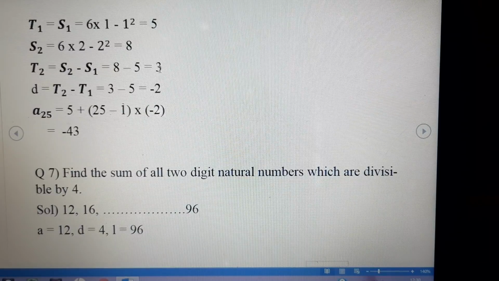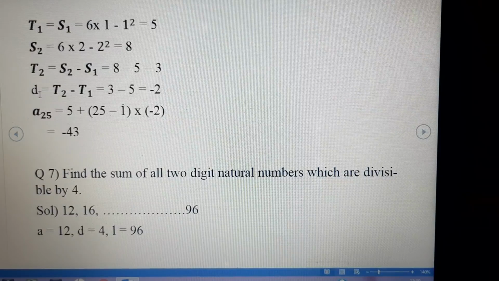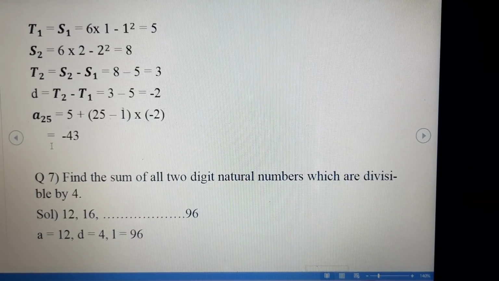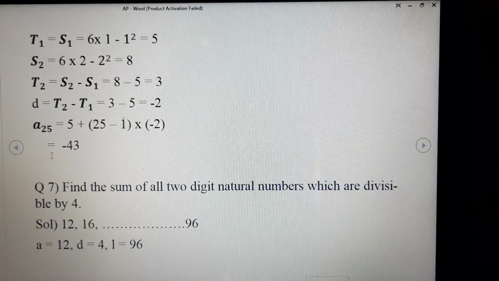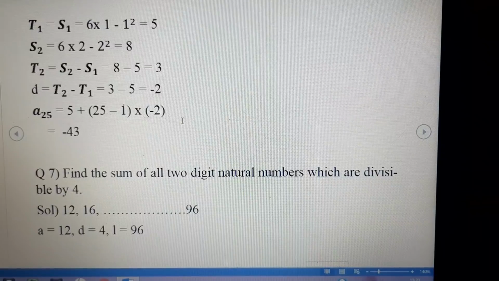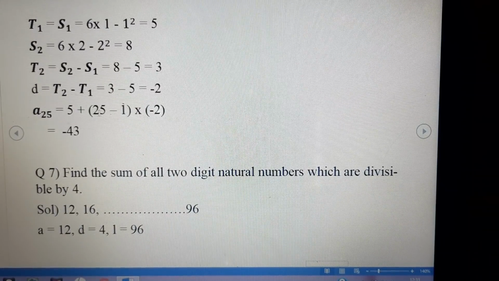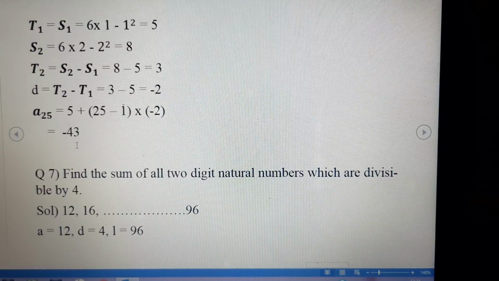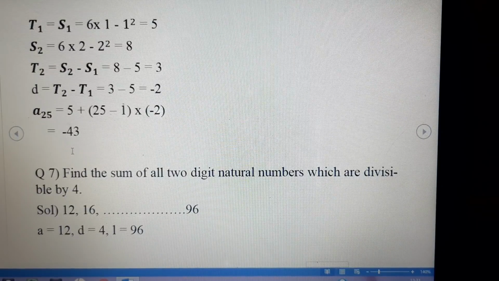Now this T2, second term has come 3. First term is 5. So we can calculate D. Common difference is T2 minus T1, 3 minus 5, that means minus 2. Now A25 we can calculate this way also: A plus n minus 1 into D. So A is 5 plus n minus 1, 25 minus 1 into D, which is minus 2. If you calculate, you will get minus 43.